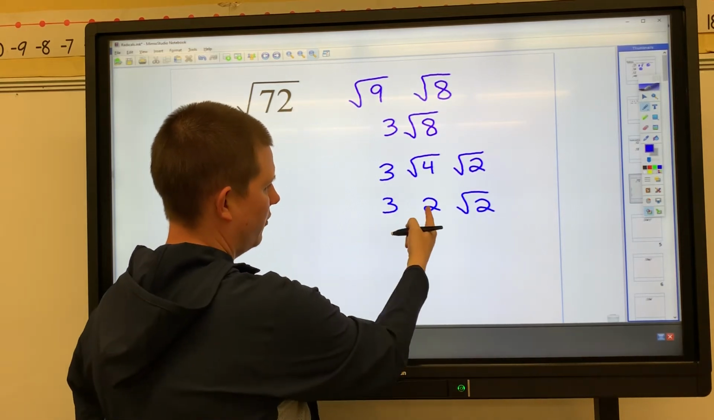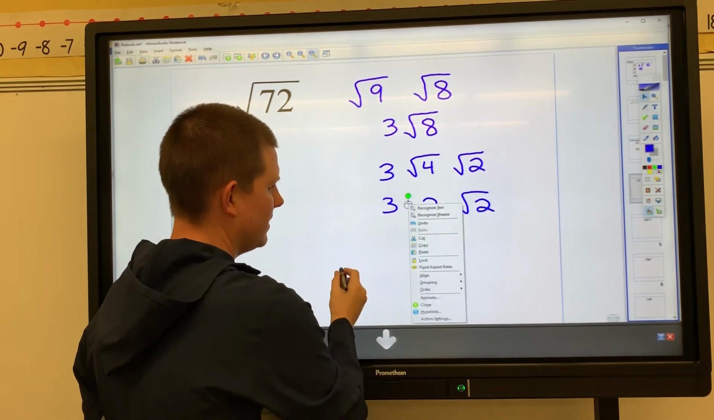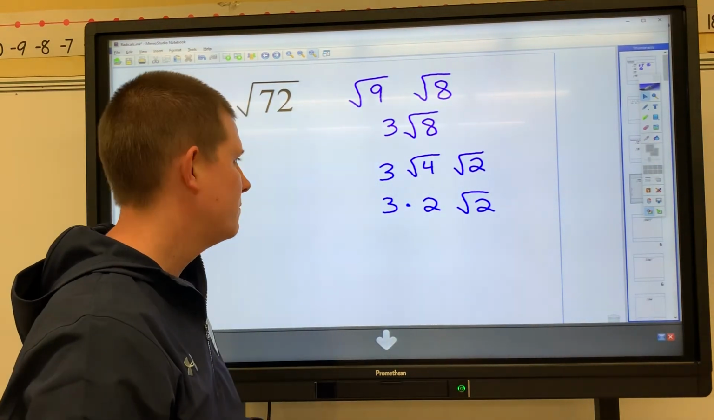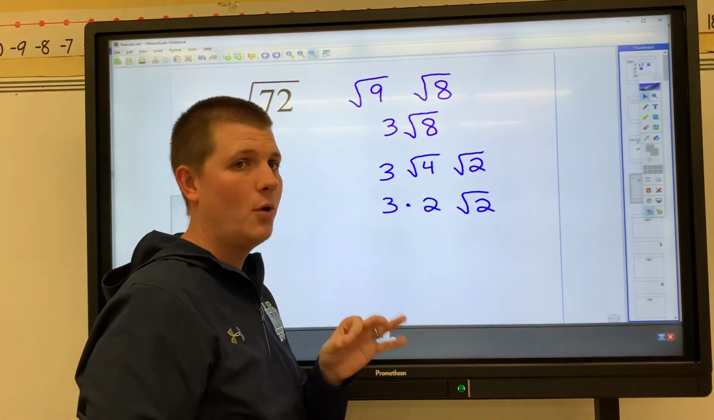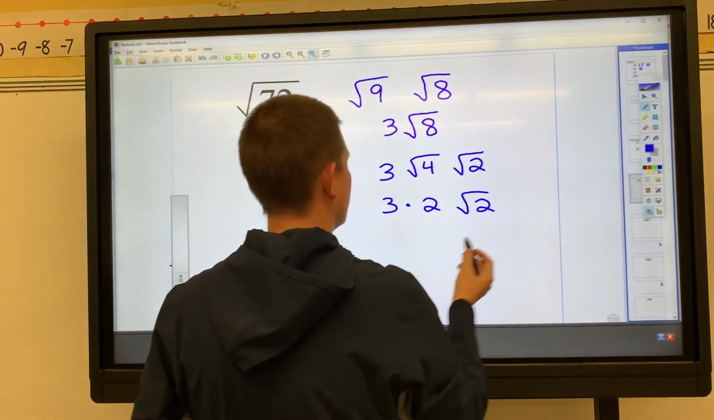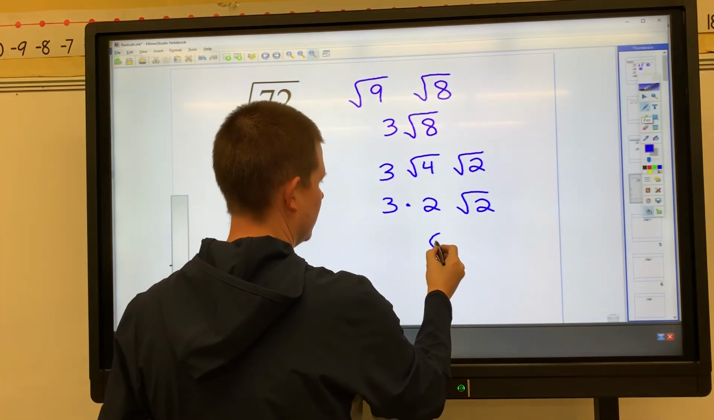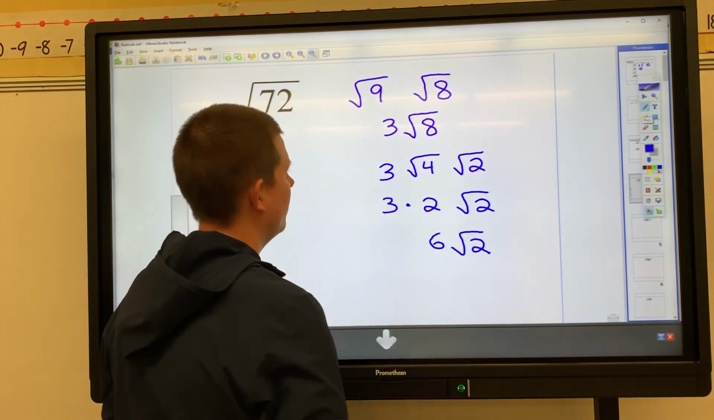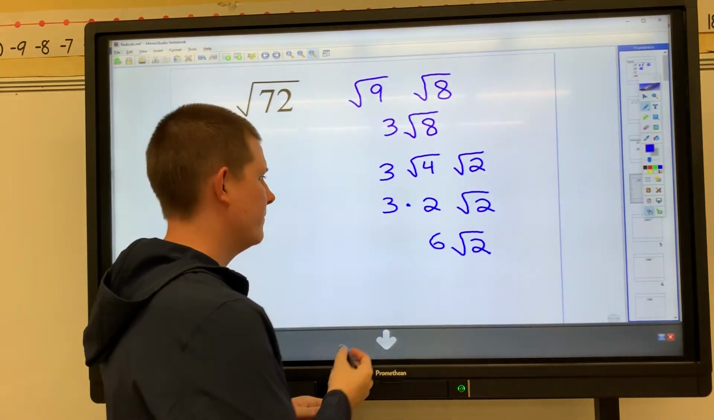And now be very careful with these. We're going to multiply them. Sometimes I see people want to add them. Sometimes people just make it 32. We're going to multiply those two numbers. So our final answer, 3 times 2 is 6, square root 2. And that is my answer.